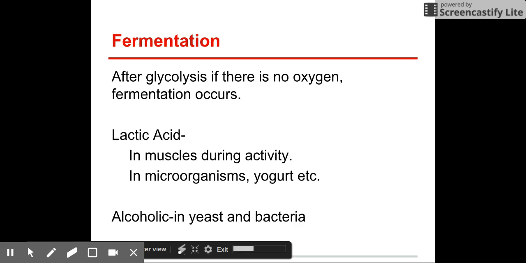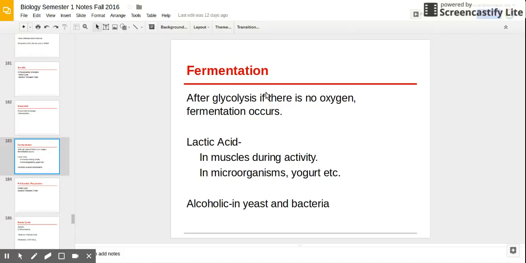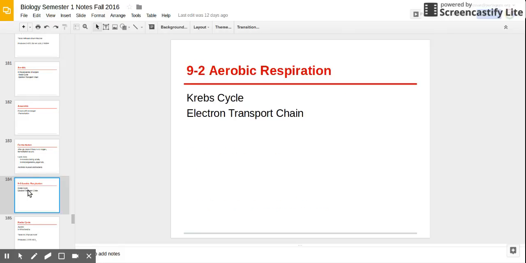All right, so we talked in the last video about getting ourselves through. We start with glycolysis, remember? Got to chop up that glucose. If there's no oxygen, we go to this thing called fermentation. If there is oxygen, we go to aerobic respiration. We can do this for a lot longer, and we get a whole bunch of ATP out of it.